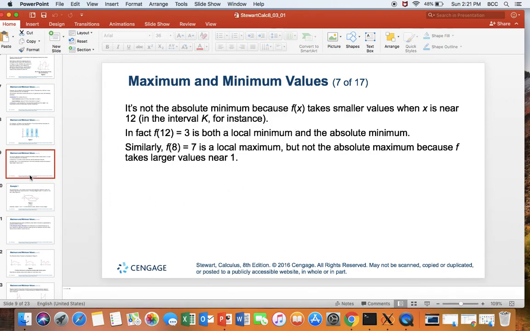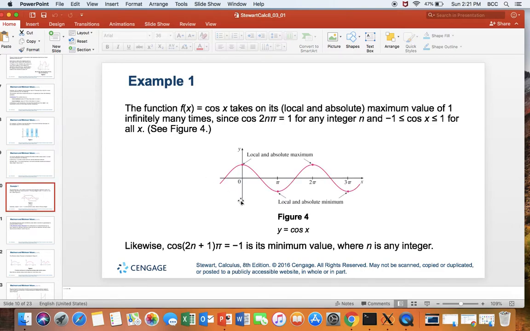Next slide. It's not the absolute minimum. So the same argument that I gave you before. There is a difference between absolute minimum and local minimum. Absolute minimum means you have to look at the entire domain. But if you're looking at smaller values near x, then it is a local minimum. All right. Here we go.